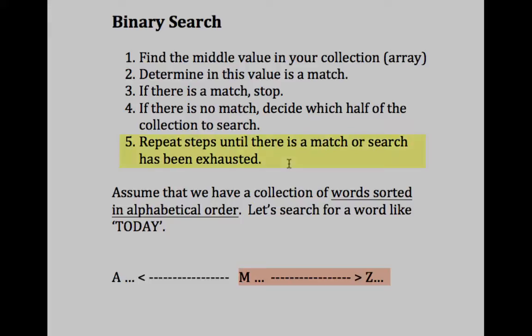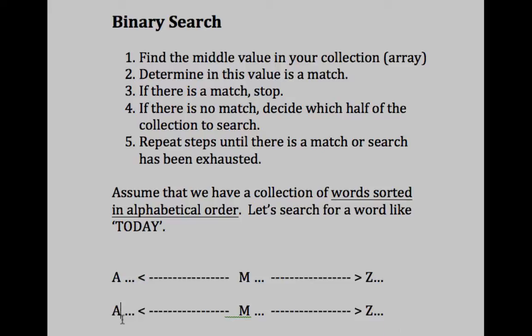I simply repeat the process. In other words, I'm going to find the middle element. I'm going to see if the middle element is a match. And if it's not, then I need to decide which half I'm going to use for my next iteration. So let me copy here what we have and reflect the decision that we have made.